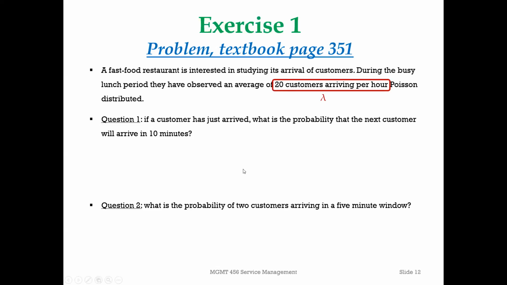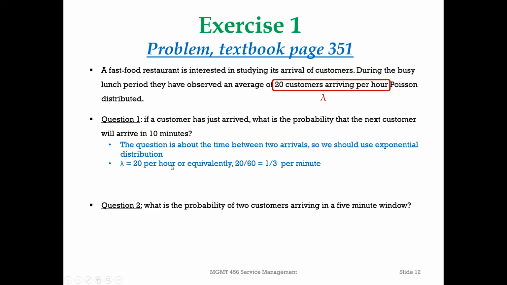So lambda is 20 customers per hour. The question is about the time between this customer and the next customer, so we use exponential distribution. We want to convert lambda from 20 per hour to how many per minute? So divide by 60. So you get 1/3 per minute. That is lambda. t is 10 minutes.